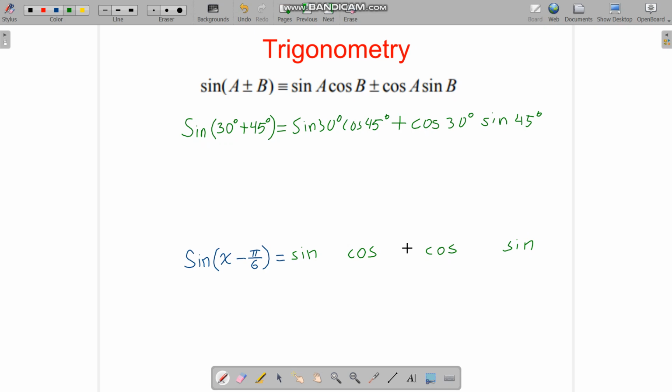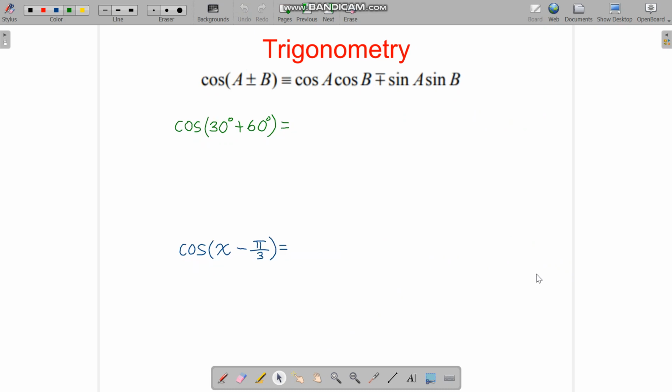For minus we use minus, and for the angles, we plug in pi over 6 and pi over 6. Sine cos minus cosine sine. And for the cos compound angle, this time it's a bit different.